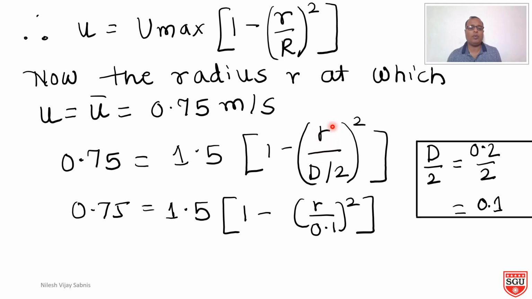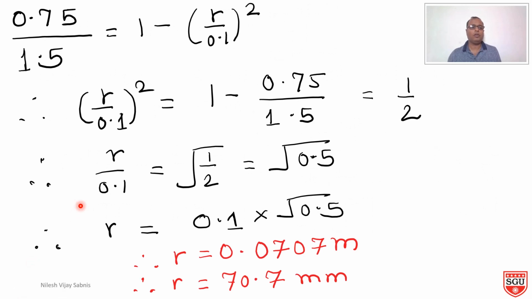This r we want to find out, and capital R is nothing but d by 2, which is 0.2 divided by 2, that is 0.1. So 0.75 is equal to 1.5 into bracket 1 minus small r divided by 0.1 whole bracket square. In this equation you will observe only small r is the unknown.